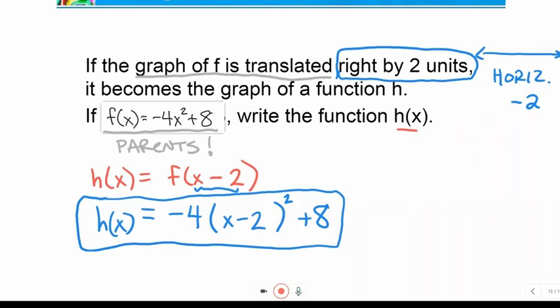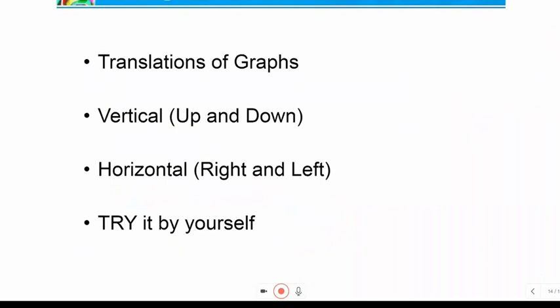Hopefully this was good. You have enough notes to kind of go forth and do all the horizontal and vertical shifts that you need. So in conclusion, we went over translations of graphs. Translation is the shift, either vertical or horizontal. Vertical goes up and down. Horizontal goes right and left.